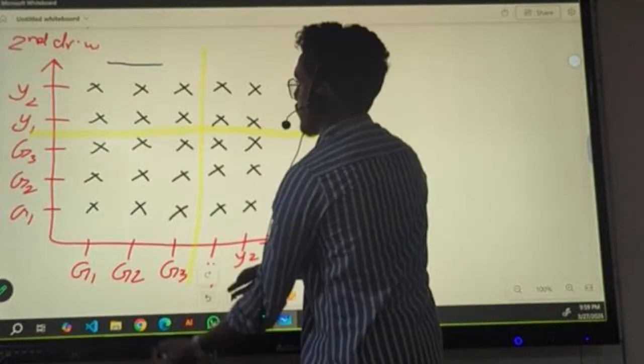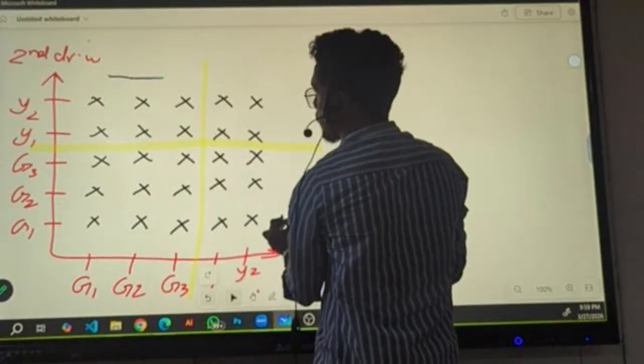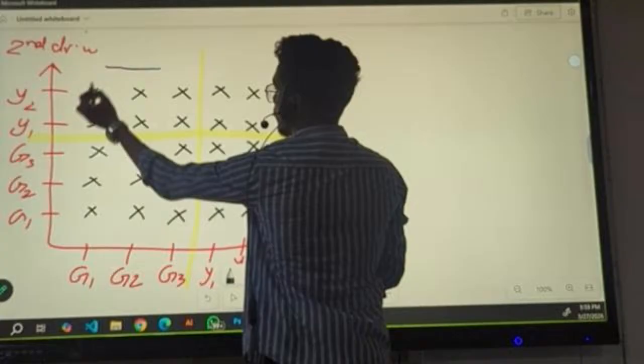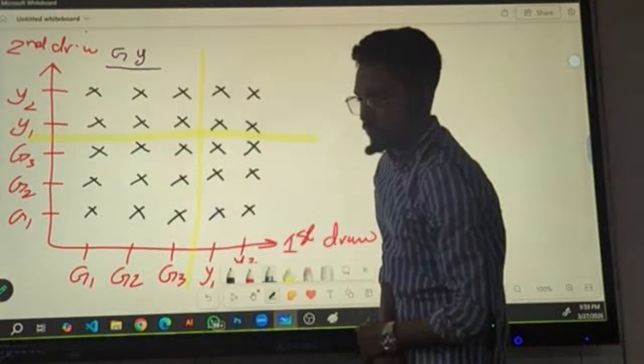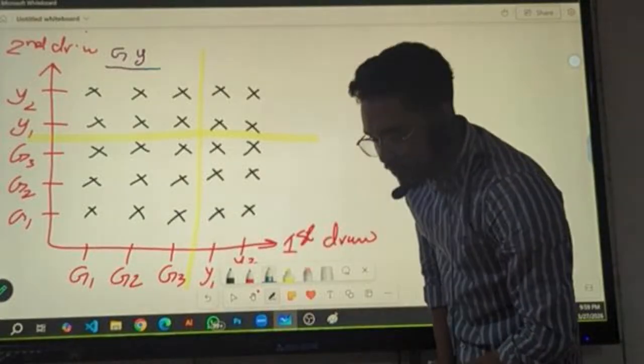Okay, so I have 4 sections now. This is going to be one section. This is going to be another section. This is going to be my third section, and this is going to be my fourth section. Using the 2 imaginary lines, I have created 4 sections.